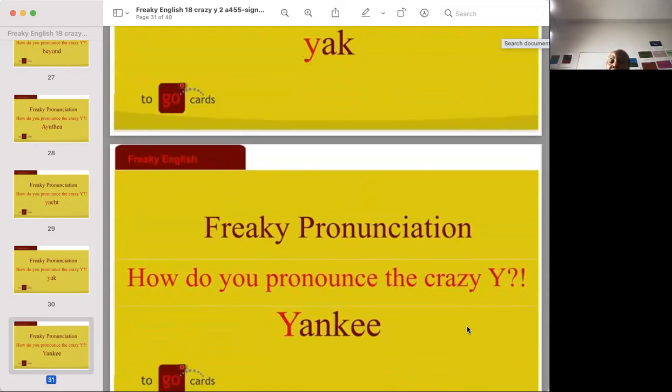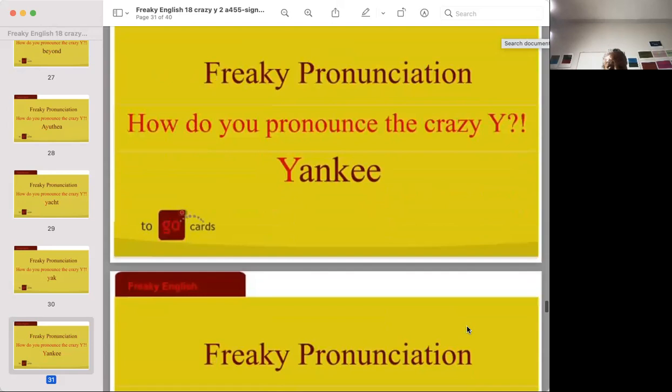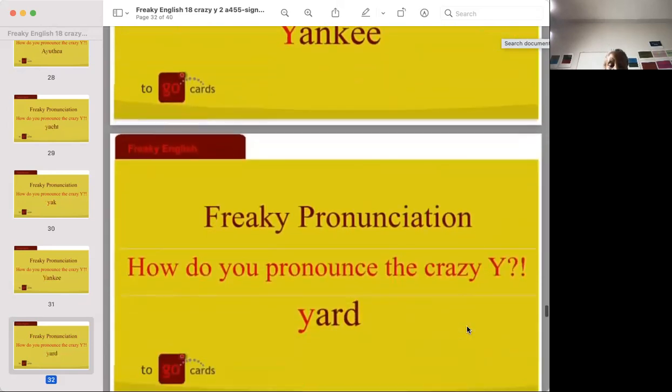There was a song, Yankee Doodle came to town, riding on a pony. And I forgot the rest. I used to sing it when I was a little girl. But I think it's insulting to Americans, I'm not sure. Yard. Yard can be a place behind the house, and it can also be a form of measurement, like an inch, a foot, a yard of cloth. I can remember my aunts getting yards of cloth because they used to make their own clothing. They used to sew.